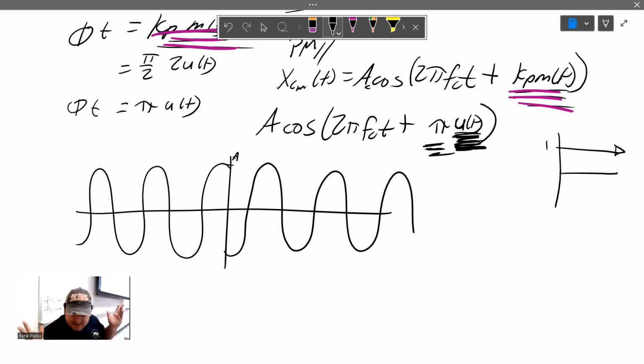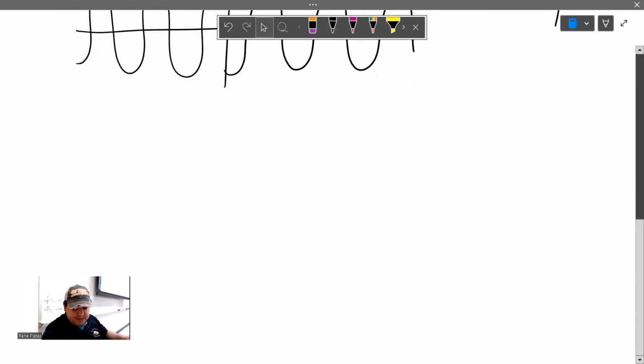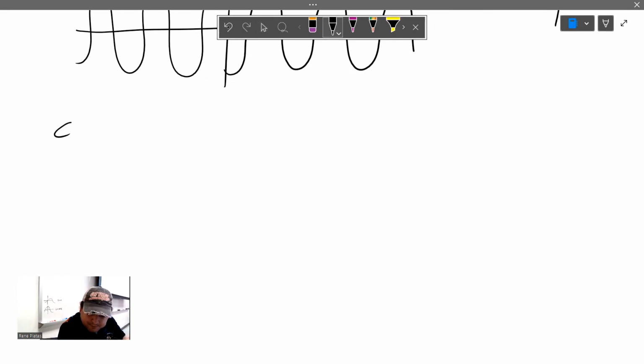Any questions on this phase modulation? No? All right, let's do C real quick. The message signal, unmodulated carrier, omega_c equals 25, draw the output of the frequency modulator, f_d equals 10. All right.